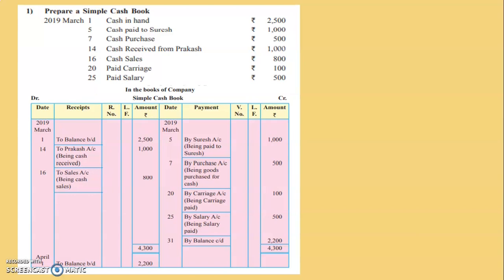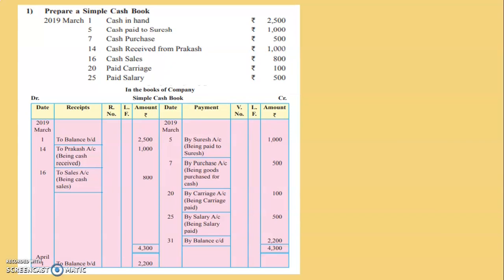5th of March, cash paid to Suresh rupees 1,000. Now we are paying rupees 1,000 to Suresh, so this entry will be recorded on the payment side. In the date column we'll write the date, then by Suresh account, and in the amount column 1,000. Students, the cash book serves a dual purpose. It is a journal as well as a ledger. So after we write the entry, we have to write a short narration as we used to write in the journal. So we write the narration being paid to Suresh.